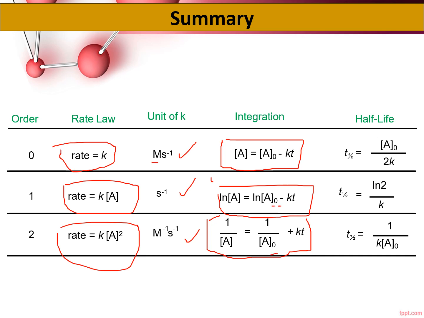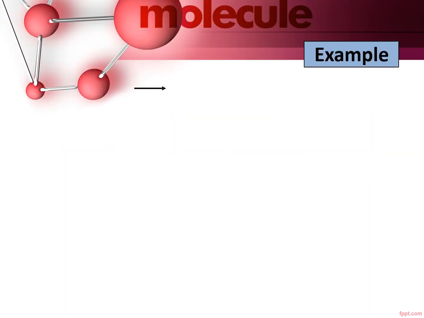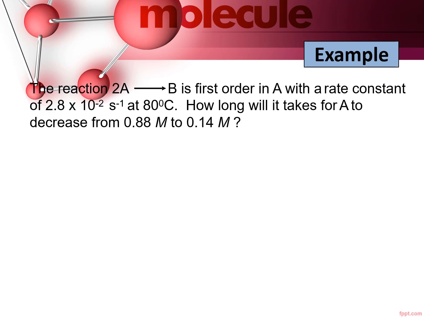Okay, right, and then the same goes for the half-life: t half is A naught over 2K. For first order, ln 2, which is equal to 0.693 just now, over K, and then t half for second order is equal to 1 over K A naught. Right? So in order to understand more, you must try this calculation.